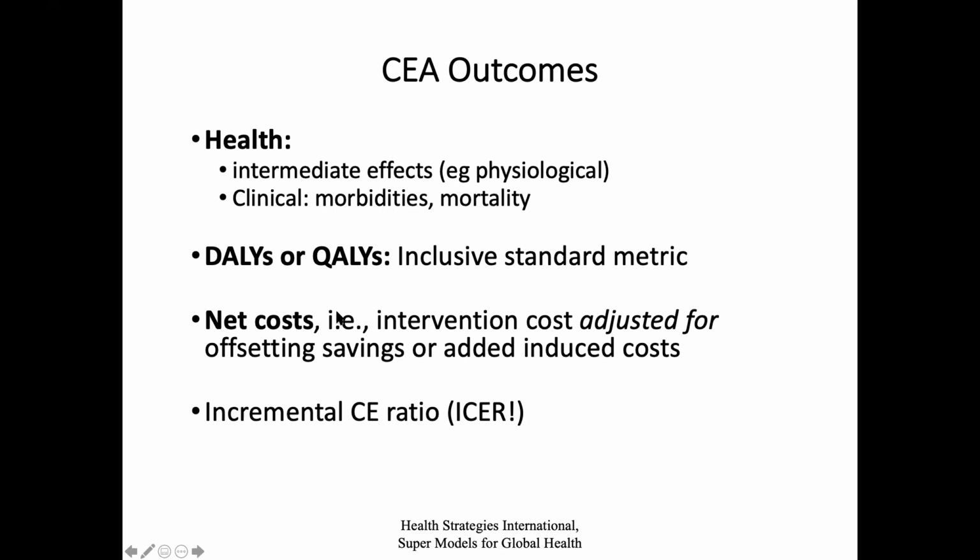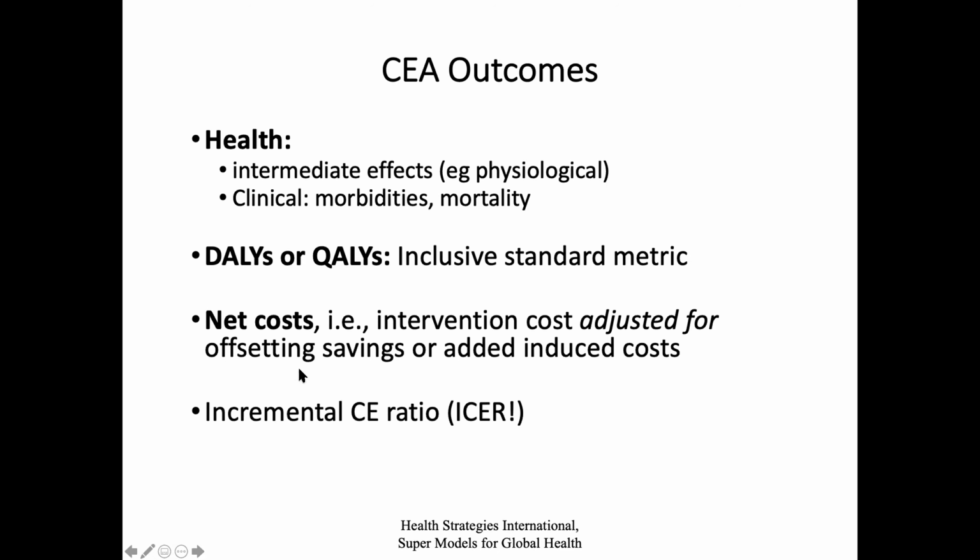And there are two flavors of the common metric. One is quality adjusted life years, which I'm going to talk more about both of these in a moment, but quality adjusted life years used most often in the US, and disability adjusted life years used more globally. These are inclusive standard metrics that include morbidity and mortality. Again, another couple of words on those in a moment.